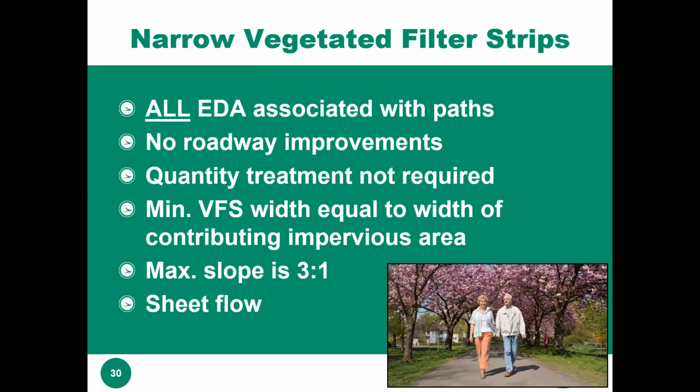And the requirement here is just that it doesn't have to be 15 or 25 feet. The grass just has to be as wide as the pavement draining to it. So if you have a 10-foot bike path crowned in the middle with 5 feet on each side, you just need 5 feet of grass on each side, which a lot of times happens anyway on these paths. So it's built into the design. So it's an option.